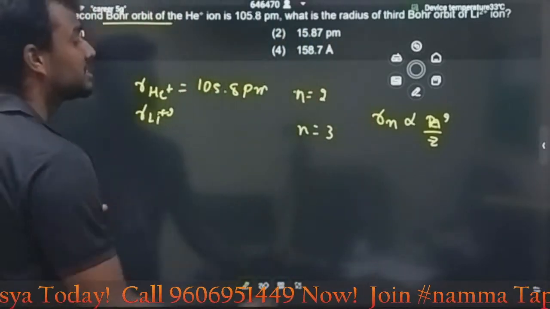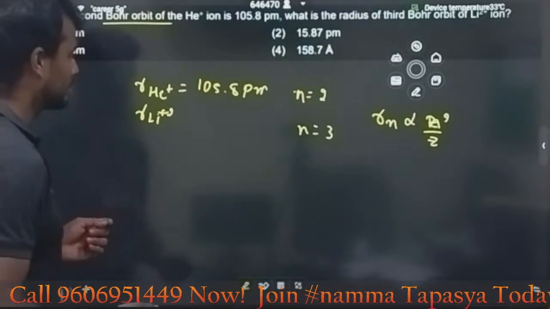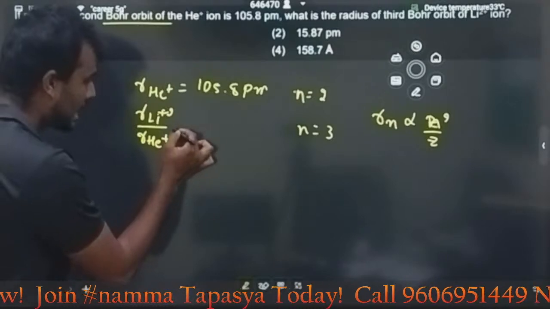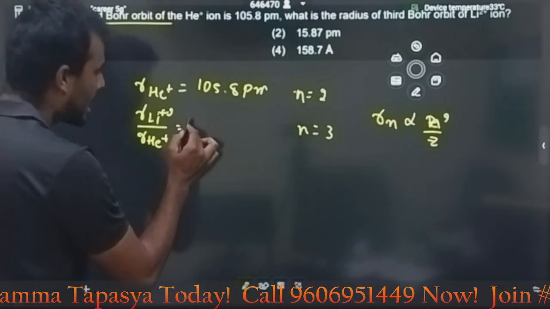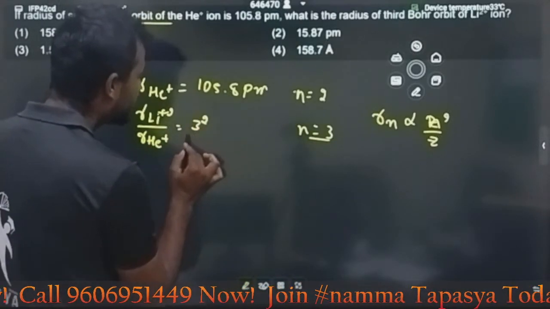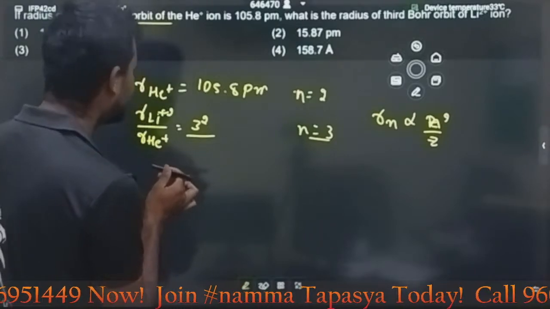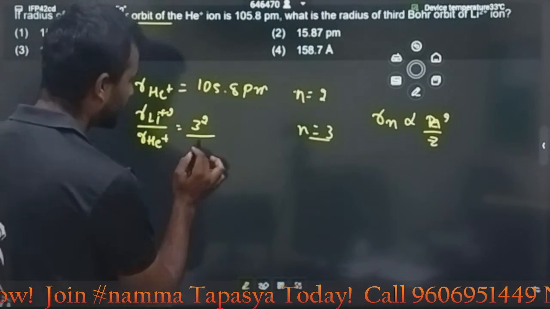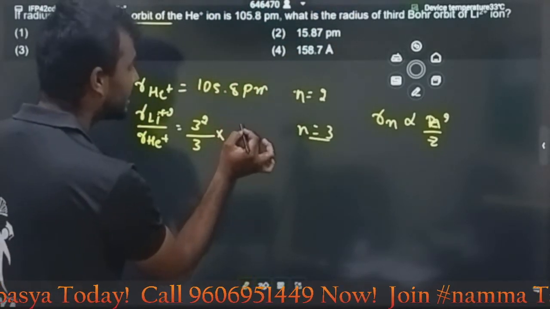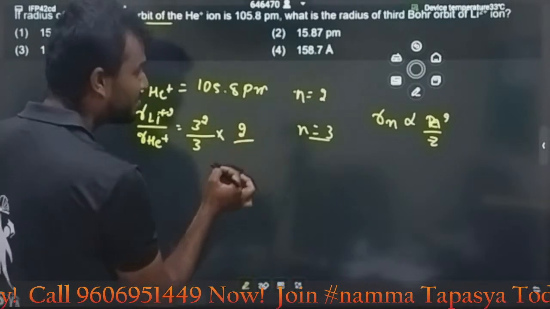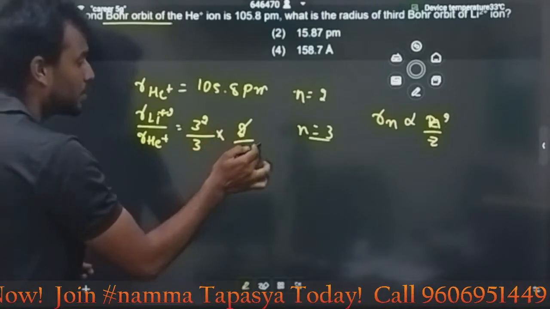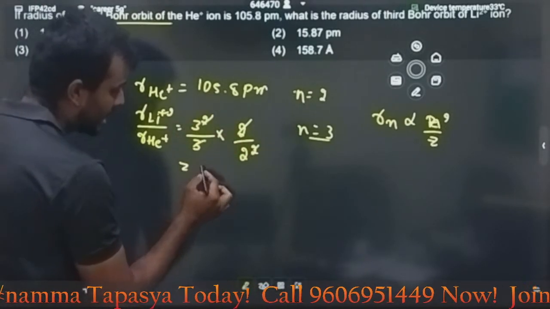Here in this case, my dear students, radius is directly proportional to n square by Z. Look here, radius of Li2+ to radius of He+ is equal to n square by Z. What is the n value for lithium? 3, so 3 square divided by Z. What is the atomic number of lithium? 3. Then it will become reversed, correct? Here what is the Z value of helium? 2. Then divided by 2 square. Calculate: 1 2 1 2 cancel, 1 3 1 3 cancel, it is 3 by 2.